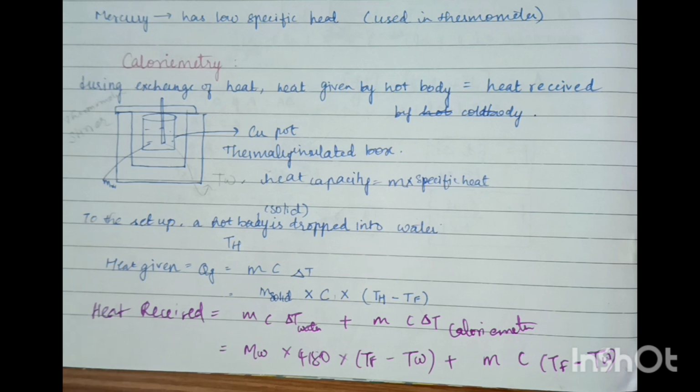So these are all the variables we have to be aware of. Now let us see what delta T is here. Here it is TH minus TF.